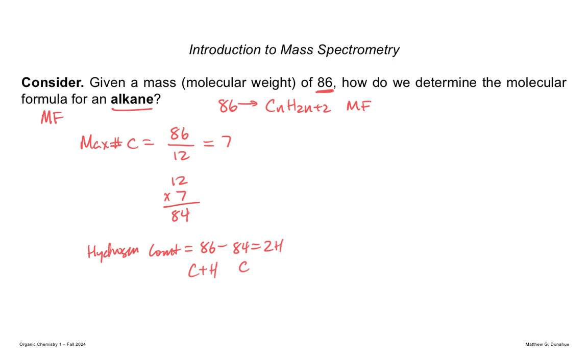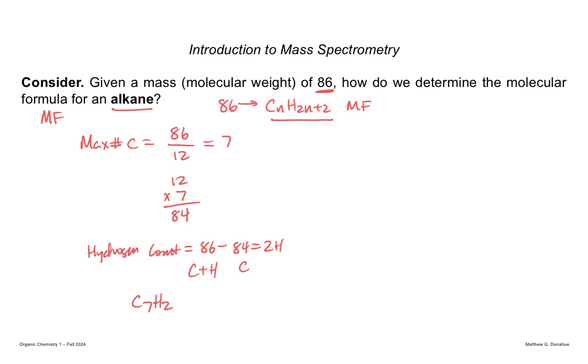So we could then therefore propose that C7H2 could be a molecular formula. But now, does that obey the CnH2n+2? It doesn't. So we see that our first iteration of this is wrong, and so now we have to revise it.